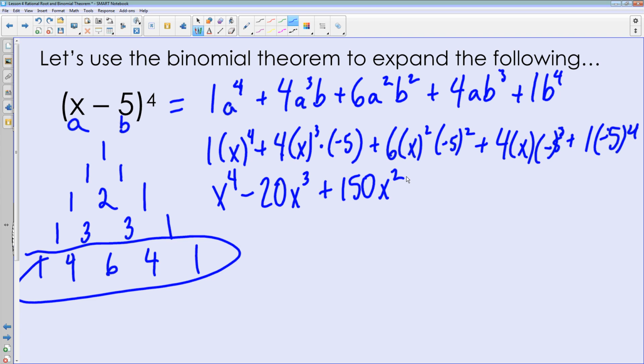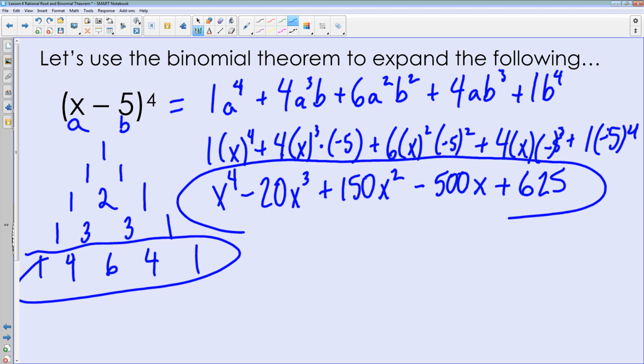Negative 5 cubed is negative 125, sorry. So negative 125 times 4 is negative 500, and that's x. And then negative 5 to the fourth, so 125 times 5, it's going to be 625 for that last bit. And that is expanded. And that's a lot nicer than having to multiply x minus 5 times x minus 5 times x minus 5 times x minus 5.